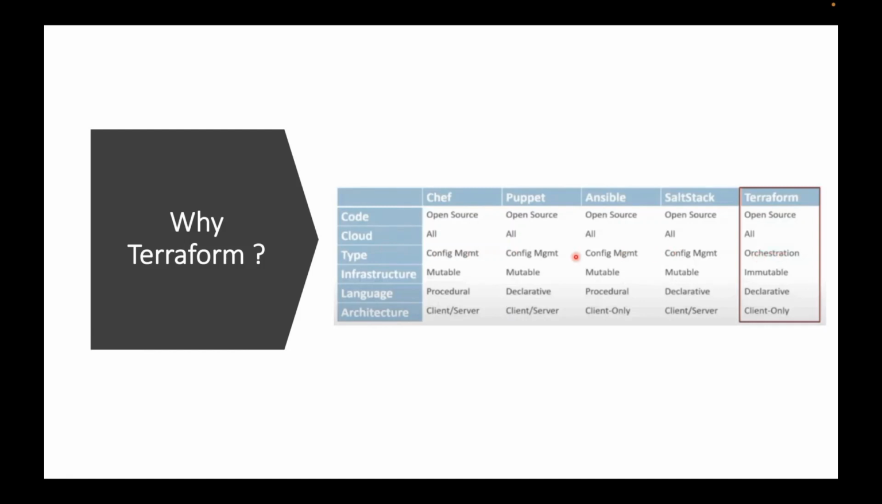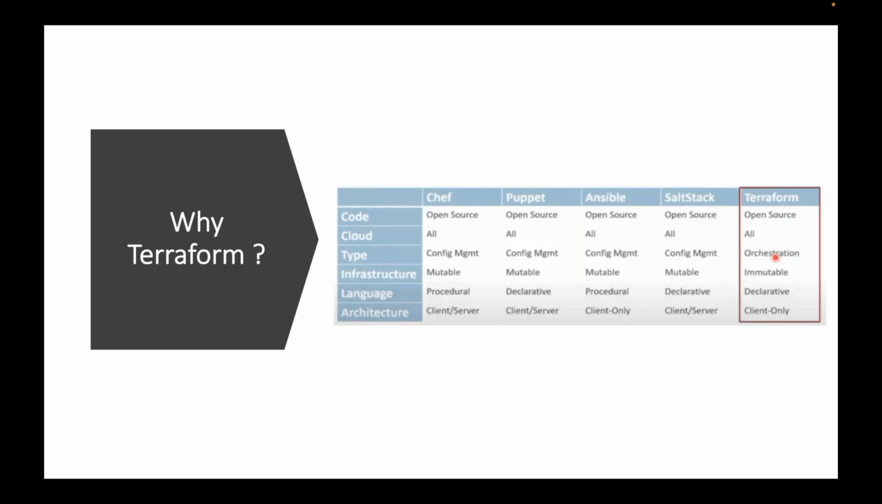But when you come to the type, these are the configuration management, and this is the orchestration. I explained what is the configuration management. It is for configuring your server, or for doing something on the resources, or going forward if you are going to manage. So for that it will be a better choice for these things. I will come to that. Now infrastructure. These are all mutable. These are all immutable: Terraform, and then CloudFormation, or Azure.